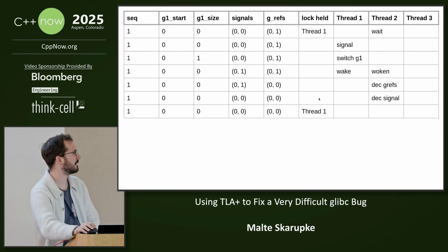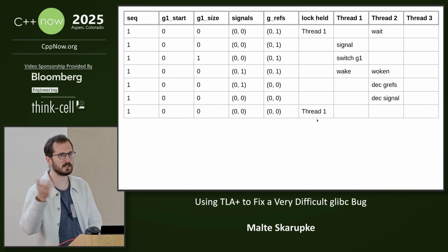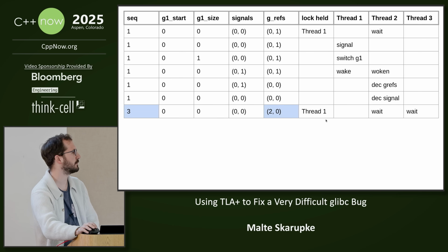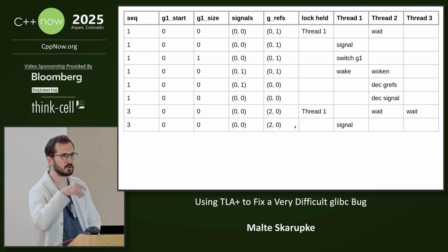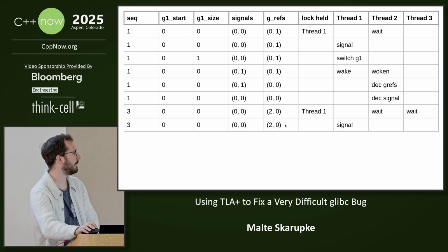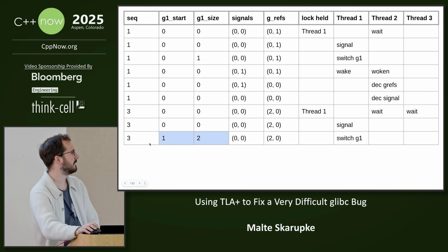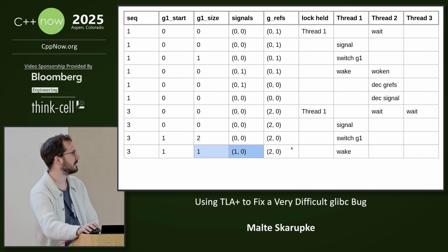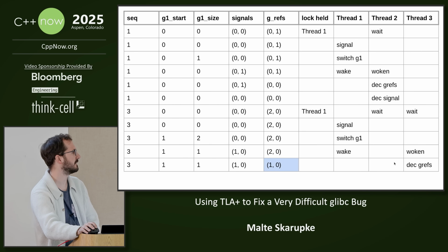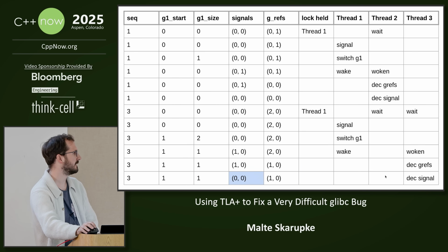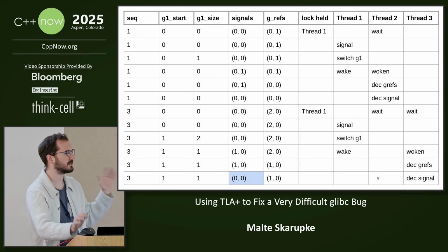So that's the happy path, and then at some point later, some more exchanges happen. Thread 1 holds the lock again. Now 2 of them want to sleep. Still the happy path, actually. So now it signals. It again has to switch group because its group is empty. It switches to G2. It knows the size because it can subtract these two numbers, and it then immediately wakes one of them. So now the size is 1. There's a signal available. One of them takes the signal and decrements the signal. So this is the happy path of how this is supposed to work.